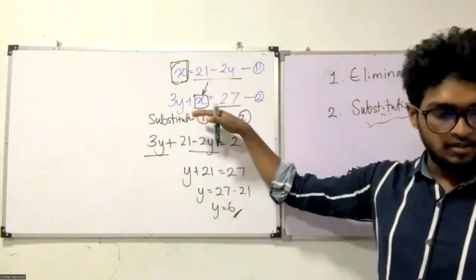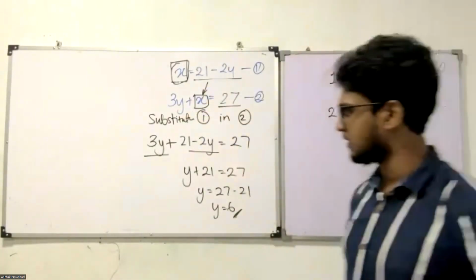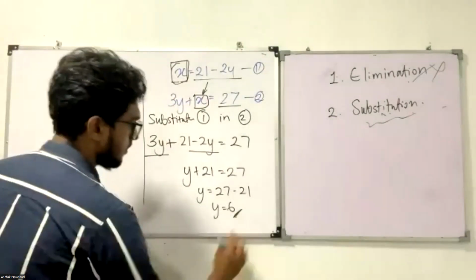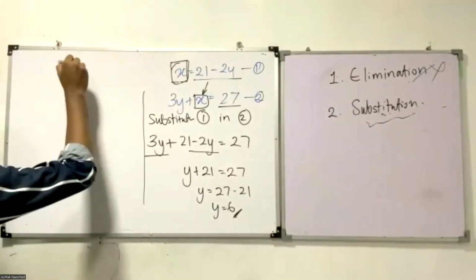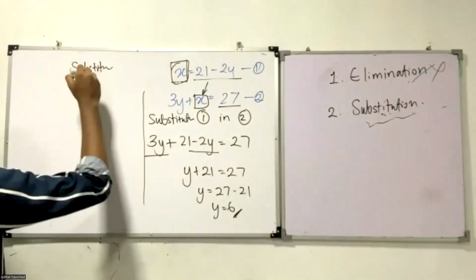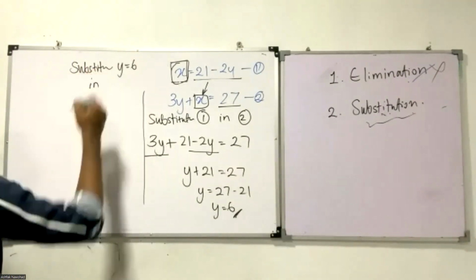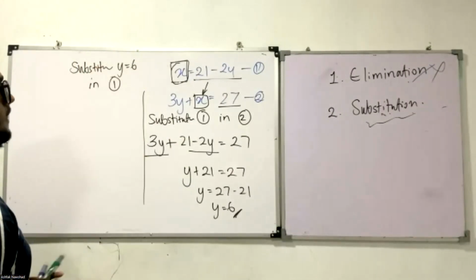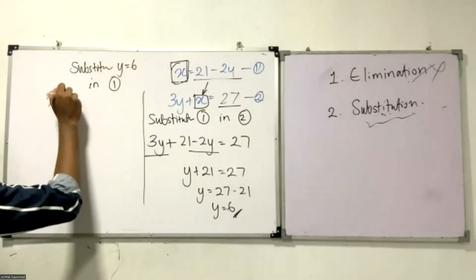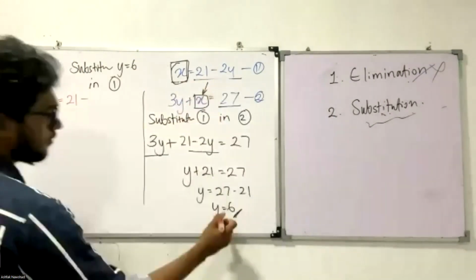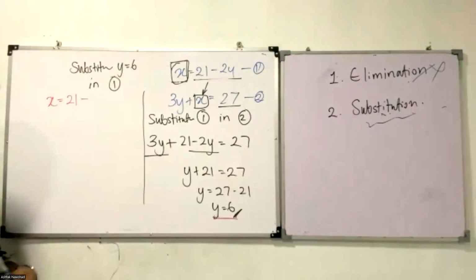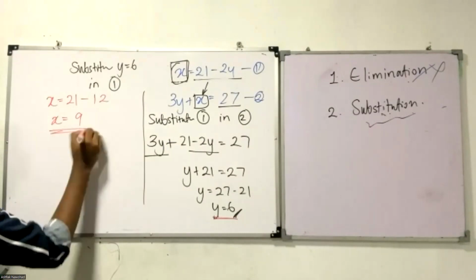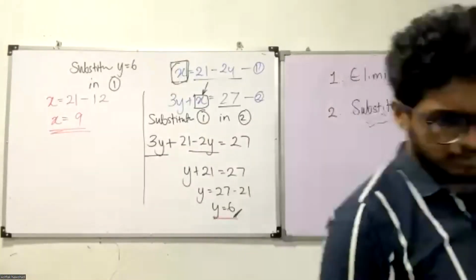In some cases, you can use this. Not in every question. If you are lucky enough, you will get to use this. We got y, and again I'm substituting the value of y. Substituting y equals 6 in, let's choose the first equation. I'll substitute y and get a value for x. X is equal to 21 minus 2y. So y is 6. What is 2y? 2y is 12. So x is 9. X is 9 and y is 6.